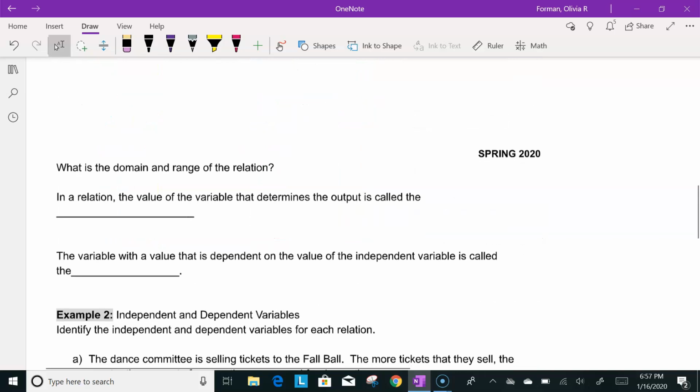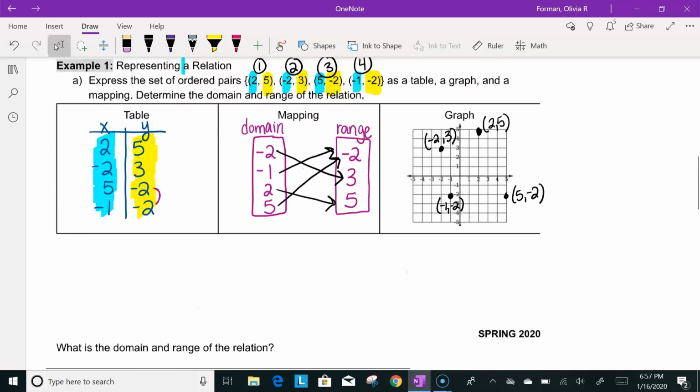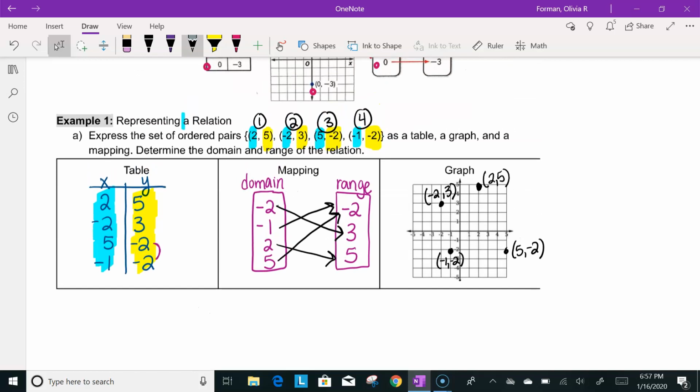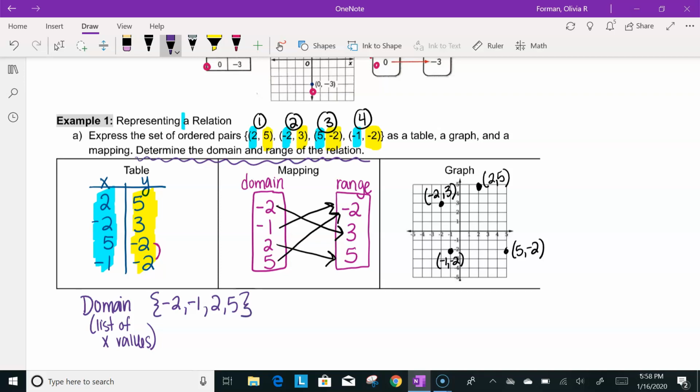So, if you turn the page, sorry, go back. At the bottom, there's also this little tidbit of information. It says just determine the domain and range of the relation. So my domain is just going to be a list of x values. So I write this squiggly bracket, and then I put all the x values that were in there. It's helpful to look at that mapping diagram because that already has the domain set up for you. So I write those 4 elements that were in my mapping.